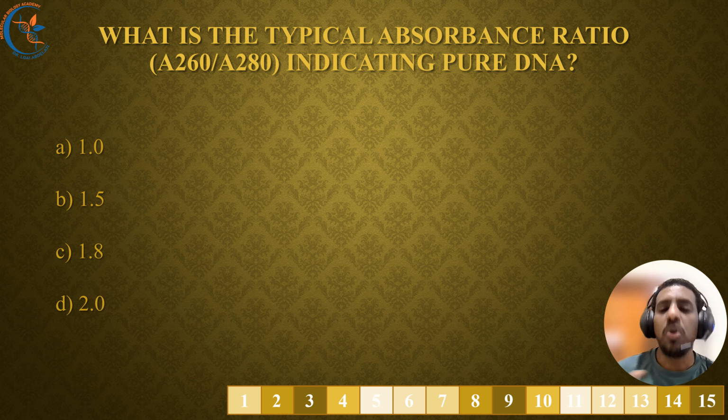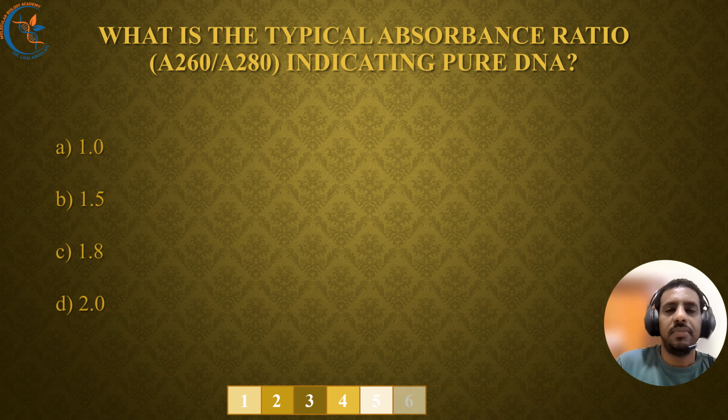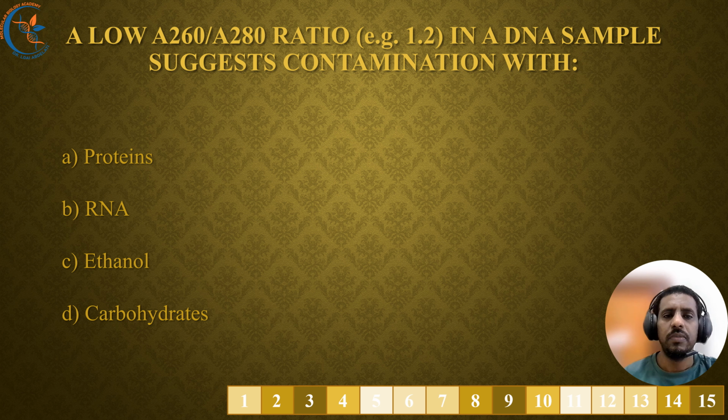What is the typical absorbance ratio, 260 over 280, indicating pure DNA? All right, the correct answer is 1.8. Actually, a ratio of 1.8 at absorbance 260 over 280 is generally considered indicative of pure DNA with minimal protein contamination.